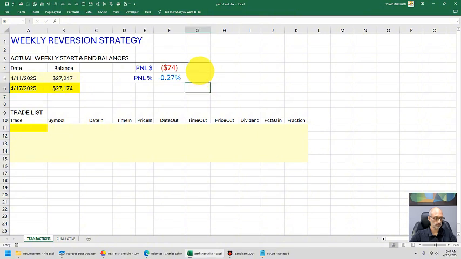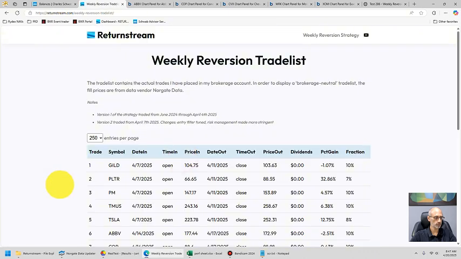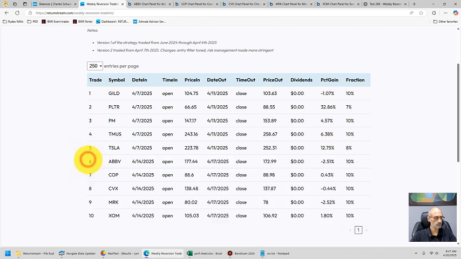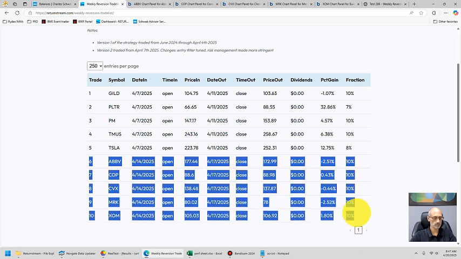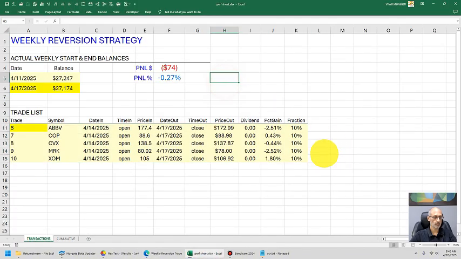So I lost just a little bit last week. Lost $74, which is a percentage loss of 0.27%. And the 5 trades we did last week were these. And we have a 10% allocation to each position last week. That's because there is a bear market regime filter that's been triggered.